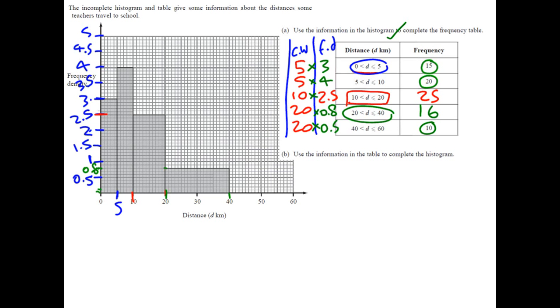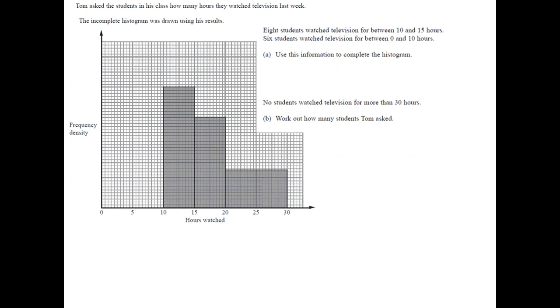Okay, using this information to complete the histogram from 40 to 60. There's only one last bar to draw. Goes up to 0.5. So it's just literally there. Okay, so this is the distance in kilometers. Apparently no teachers travel more than 60 kilometers to get to their place of work. Okay, next one.